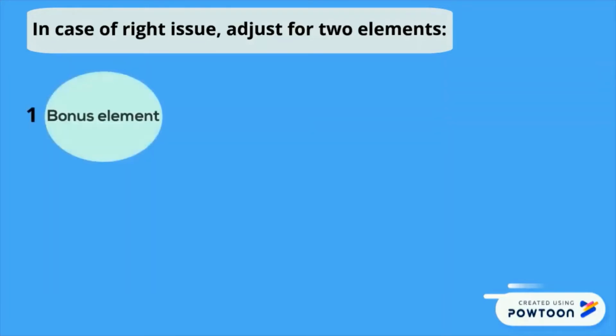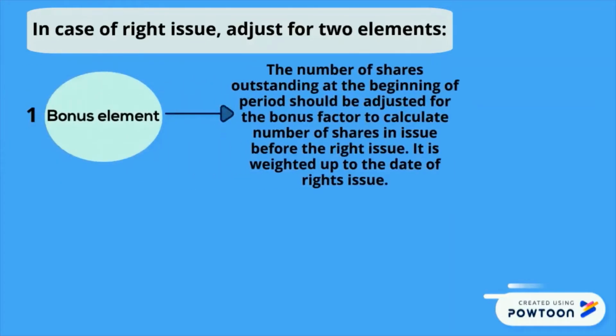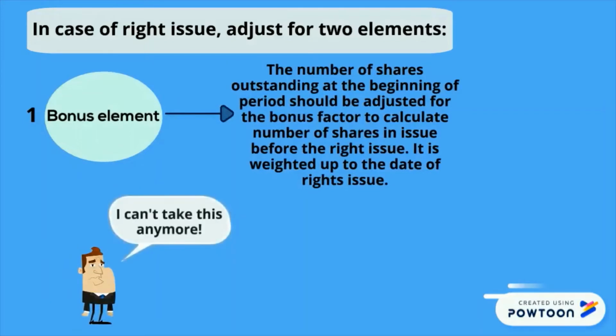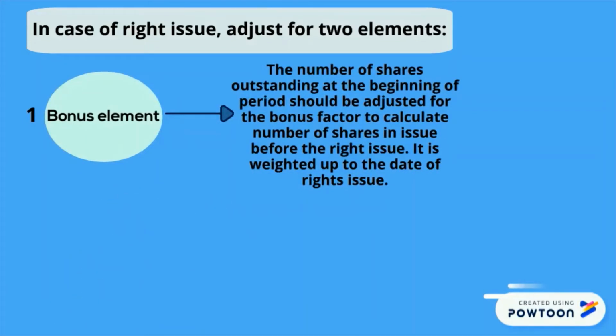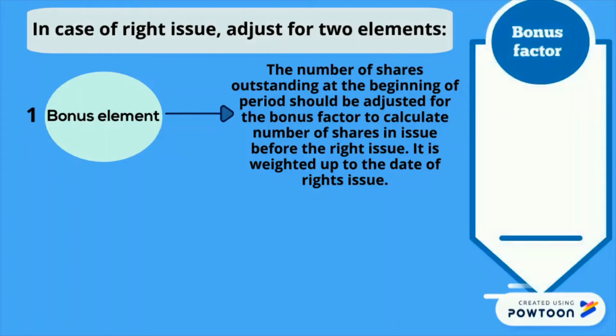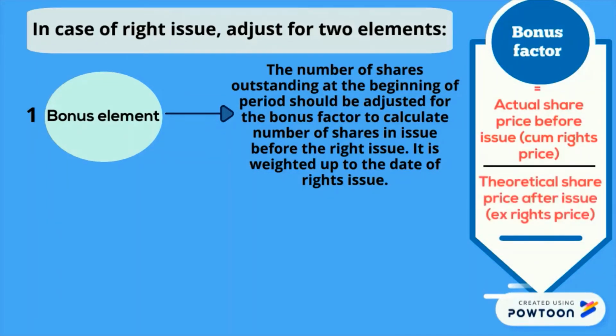When dealing with the bonus element, the number of shares outstanding at the beginning of the period should be multiplied with the bonus factor to calculate the number of shares in issue before the rights issue. It is weighted up to the date of the rights issue. Bonus factor equals the actual share price before the issue divided by the theoretical share price after the issue.